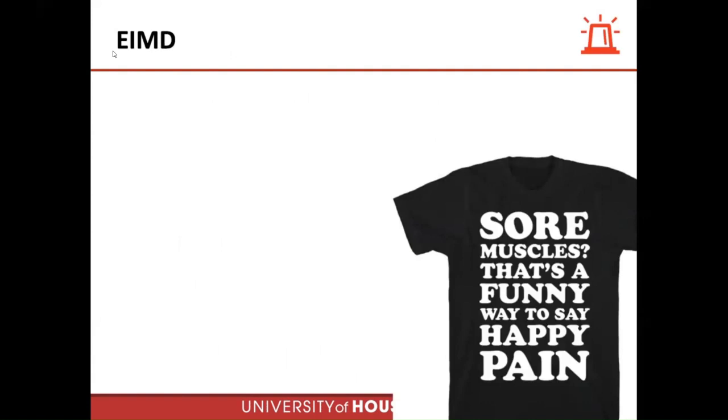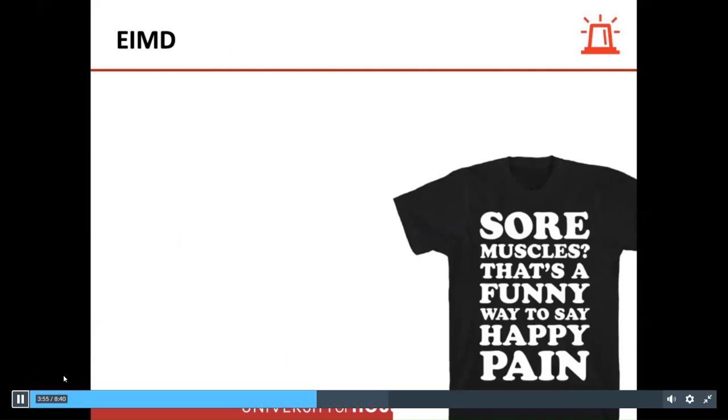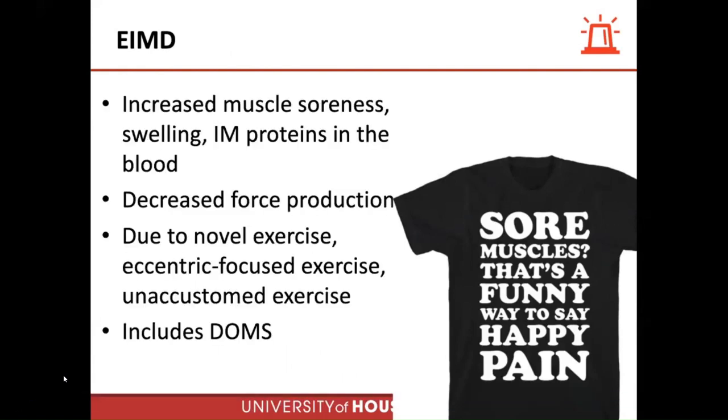Anybody know what EIMD stands for? It's exercise-induced muscle damage. This is increased muscle soreness and swelling. It tends to be an increase in intramuscular, that's what the IM stands for, proteins in the blood. Relevant to our training prescription, somebody who has EIMD is going to have decreased force production. This is most frequently due to novel exercise, eccentric focused exercise, and a change in exercise, which could include an increase in load or a change in type of exercise. Maybe you move somebody from stacked weight machines to free weights. It includes DOMS, but that's not the only type of EIMD.